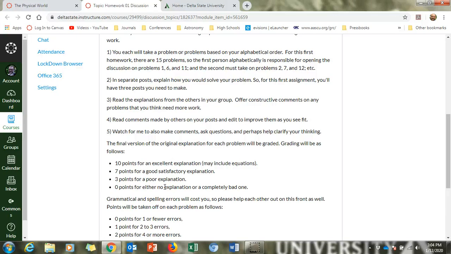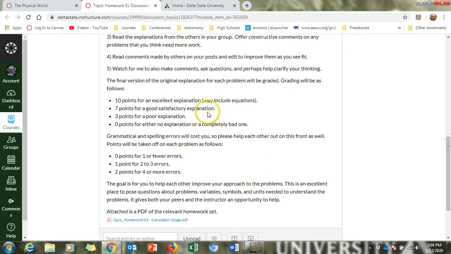This is so that all of you can work together to figure out how to solve the problems. You're not on your own out there trying to solve these problems. You're together as a group. The way it'll be scored, if it's an excellent explanation, you get 10 points, 7 if it's good, 3 if it's poor, 0 if it's completely bad or there's no explanation at all. And grammar matters, so pay attention to your grammar. 0 points are taken off for 1 or fewer errors, 1 for 2 or 3 errors, and 2 for 4 or more errors.